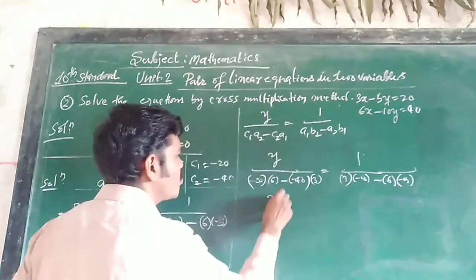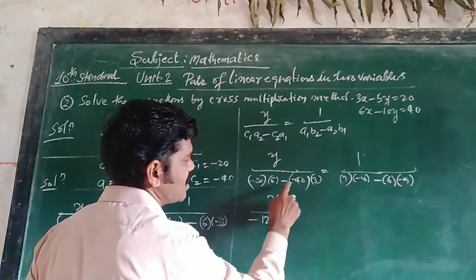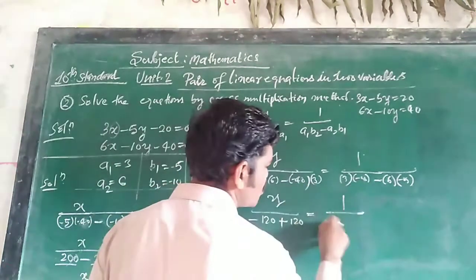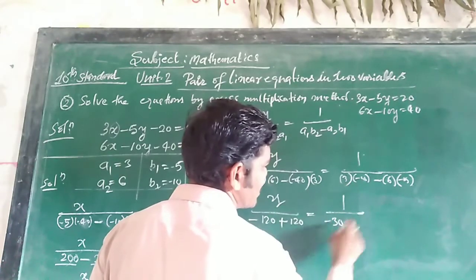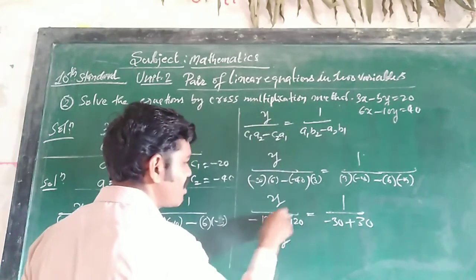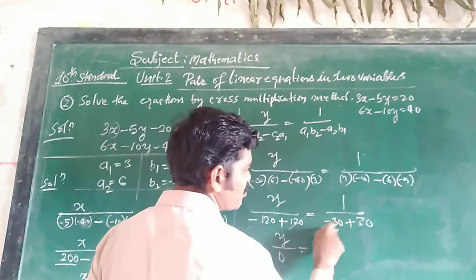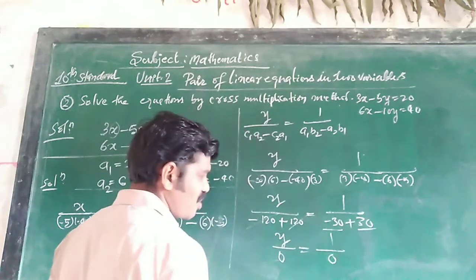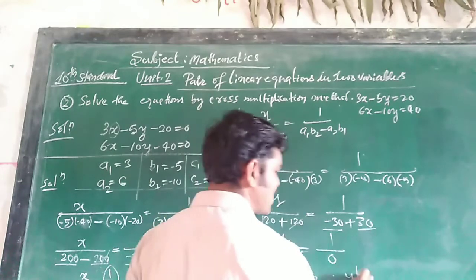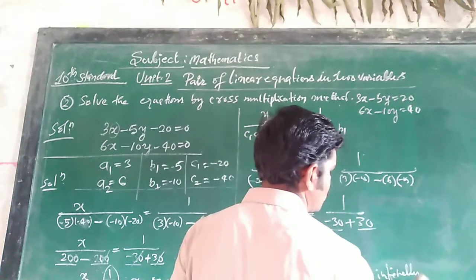So y divided by, 6 twos are 12, that is minus 120, minus into minus is plus, so that is also 120, that is equal to minus 30, minus 10 into this, that is minus 10, 30, minus into minus is plus, 6 fives are 30. So y divided by plus 120 minus 120 will get cancelled, y by 0. Minus 30 plus 30 will get cancelled, 1 by 0, y is equal to infinity. Therefore y has infinitely many values.